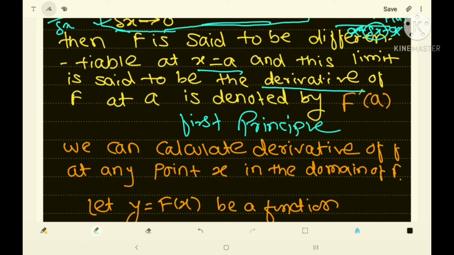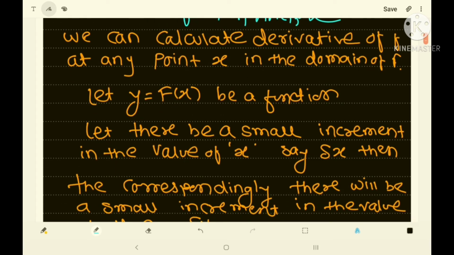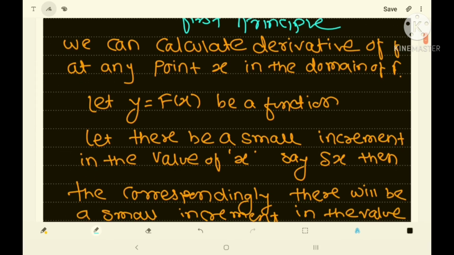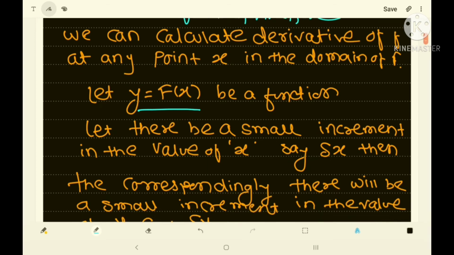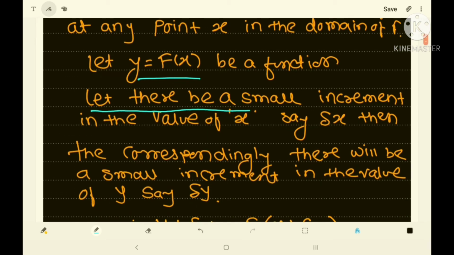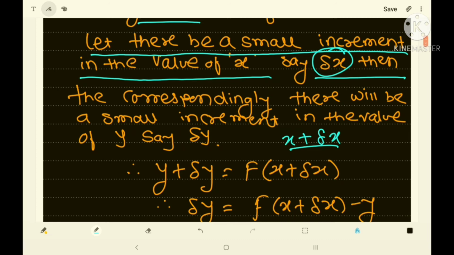Okay, now see, we can calculate the derivative of f at any point x in the domain of f. Let y equal to f of x be a function. We can calculate the derivative of any function, like the derivative of a constant function, derivative of the identity function. So let f of x be any function and let there be a small increment in the values of x. Let delta x be the small increment in the values of x, it means x plus delta x. Correspondingly there will be a small increment in the values of y, say delta y.